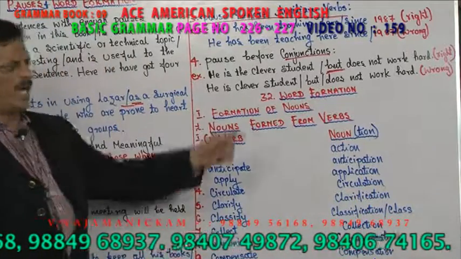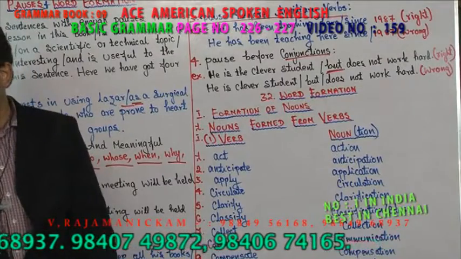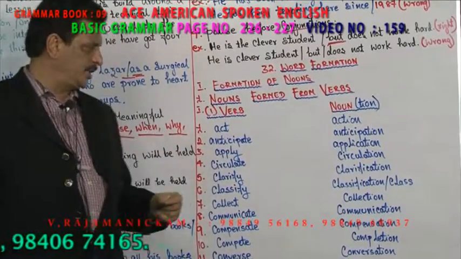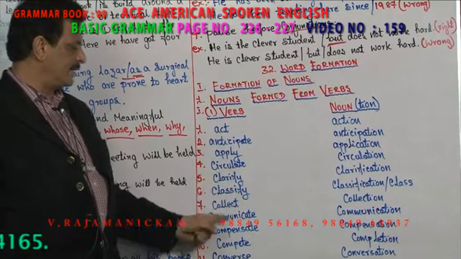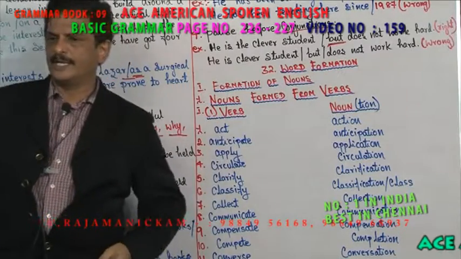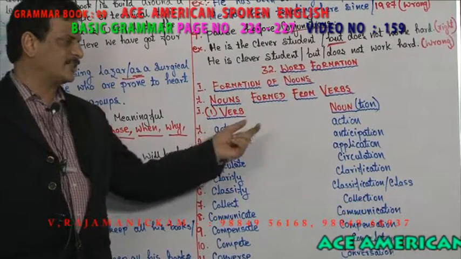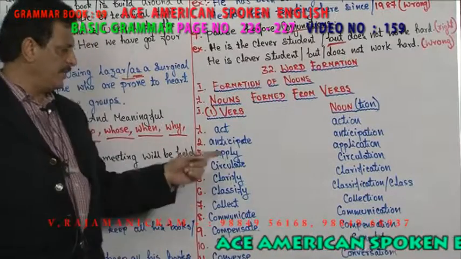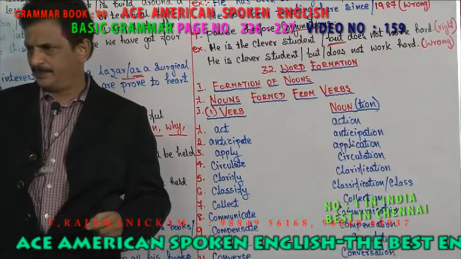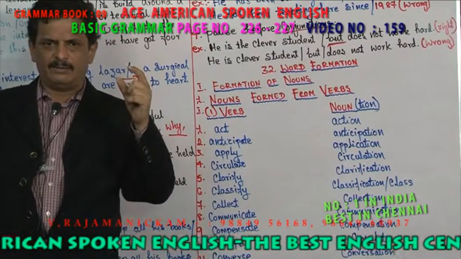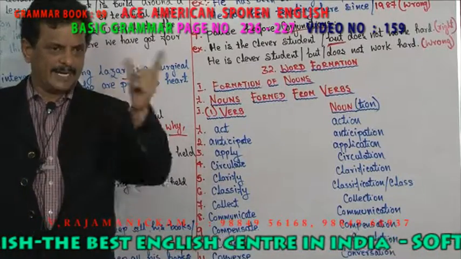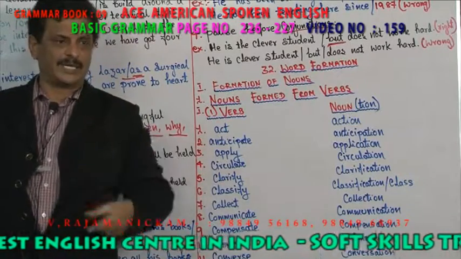Coming here, word formations, they are called derivatives. Derivatives means what? From one word you are getting another word. See, for example, this left side column we have verbs. From the verbs you get nouns. From the verb act you are getting action. From the word anticipate, anticipation. What do you mean by anticipate? You are thinking what will happen before the incident has happened, right? Anticipate means you think beforehand. I anticipated you will come to the class.